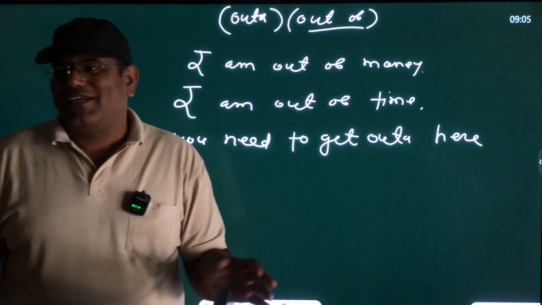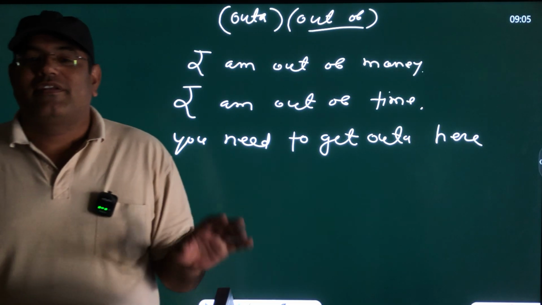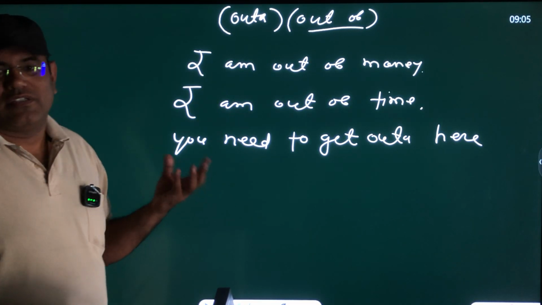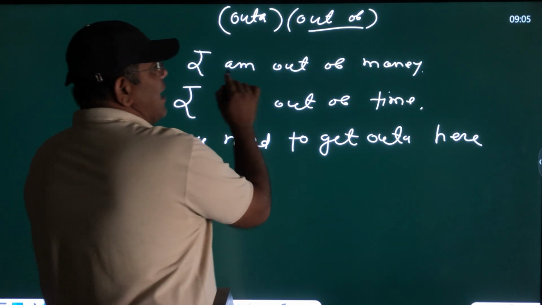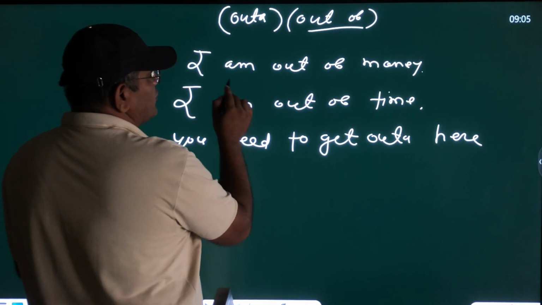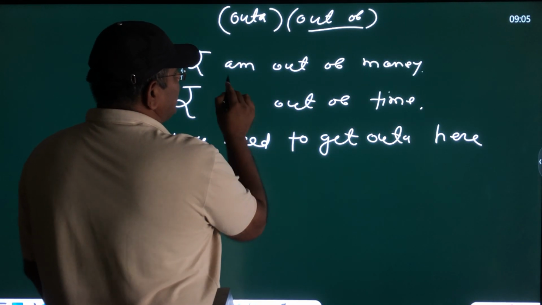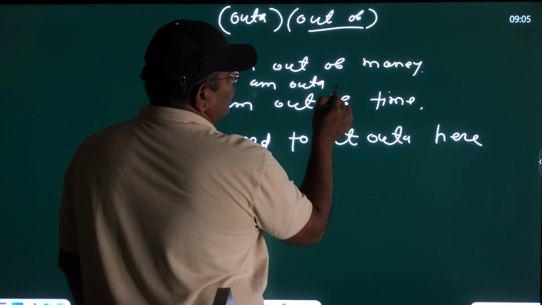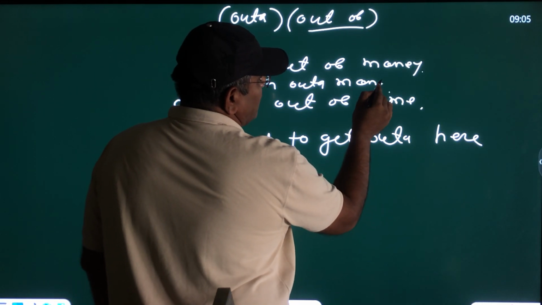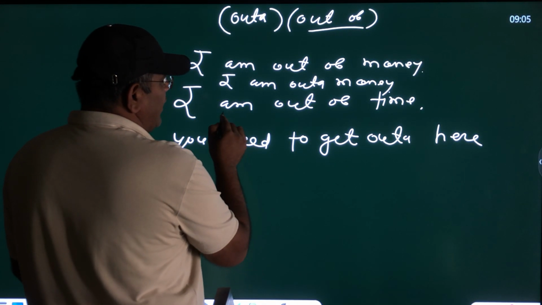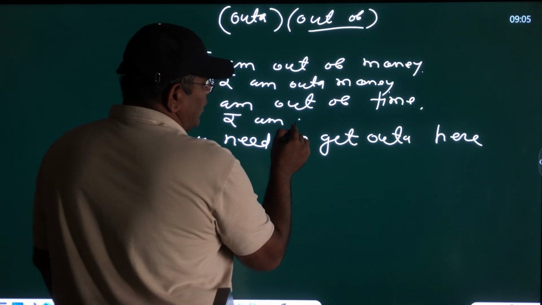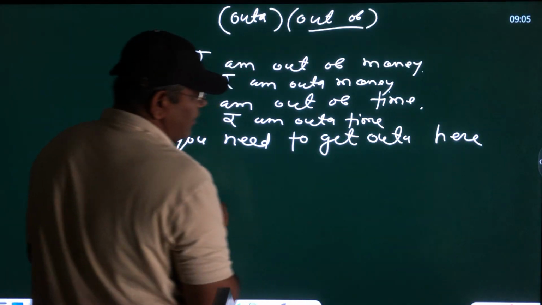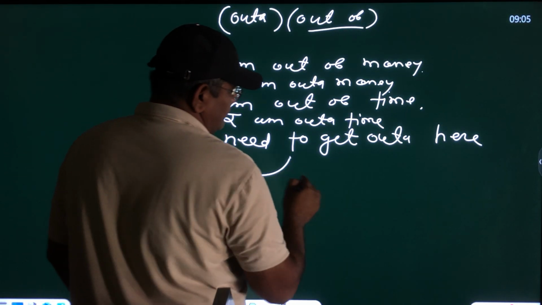Guys, I'm out of money. मेरे पैसे खत्म हो गए. It means running out of something. In that condition, we can use "outa." Is that clear? So I am out of money. In that condition, you can say it like that: I am outa money. I can say I am outa time.